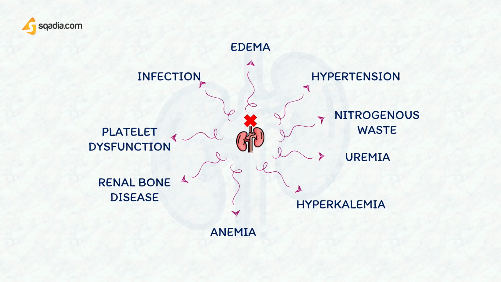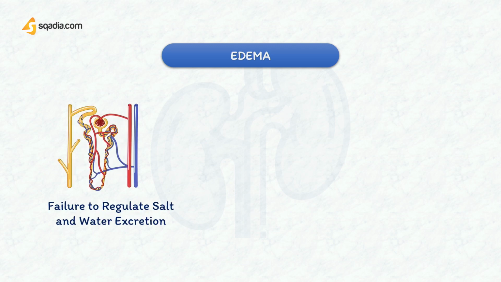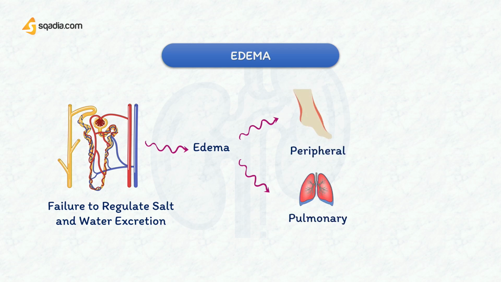Okay, so we have a picture of these in our minds. Now, let us discuss them one by one and see why all of these occur. So first up, we have edema. Remember that the failure of regulation of salt and water excretion can result in edema, which can be either peripheral or pulmonary. Or more rarely, fluid depletion may also occur. Now, the failure of concentrating power leads to nocturia, which means urination at night.